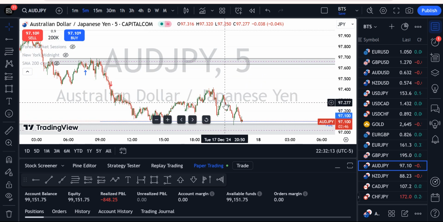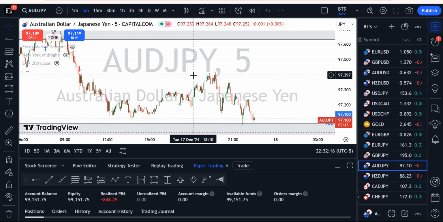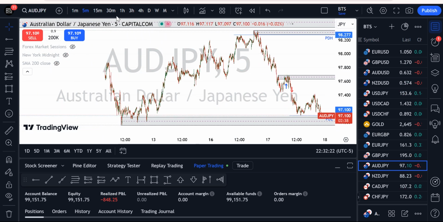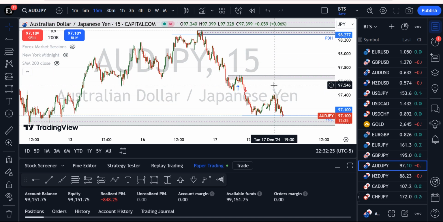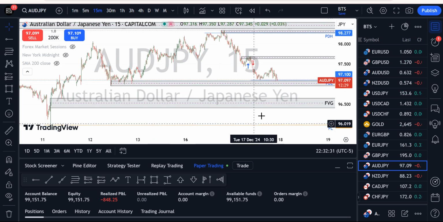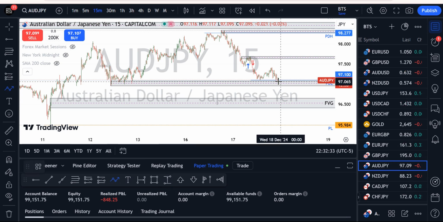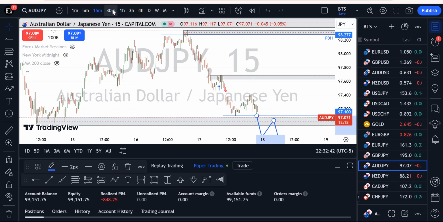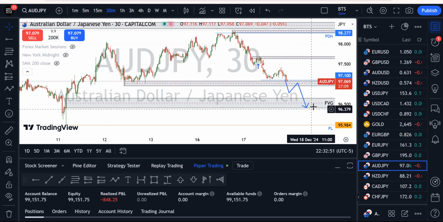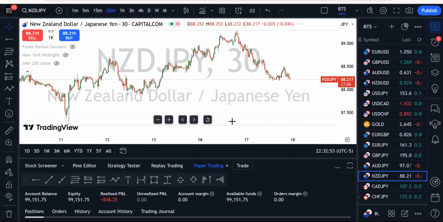AUD JPY, AUD is currently weak. AUD and NZD are currently weak. So once we get price to break this zone right here, this level of demand, and we get price to retest the region, then I can look forward to sell into this level of imbalance. That's what I'll be looking out for. So a break, a retest of the zone, then sell to this fair value gap.